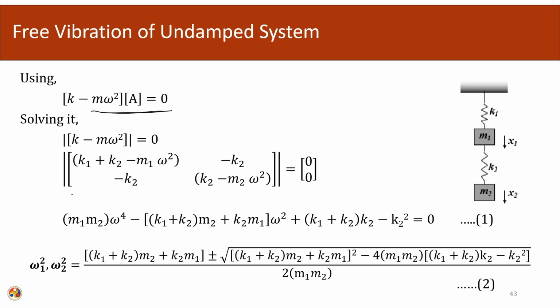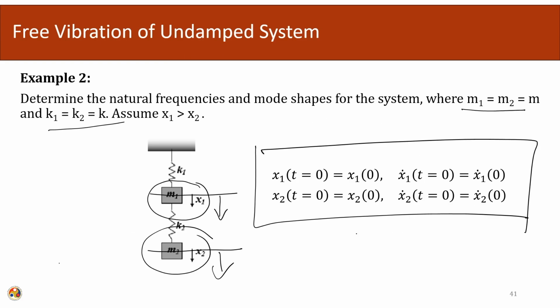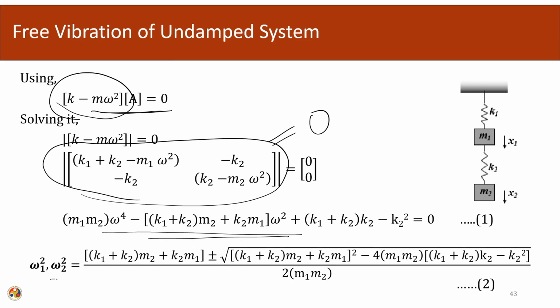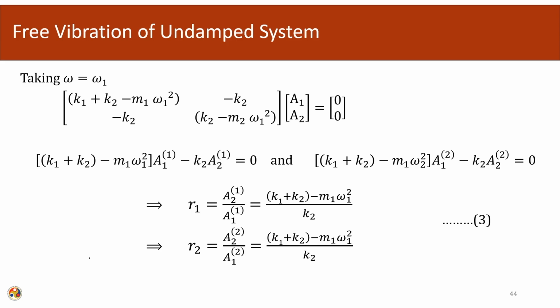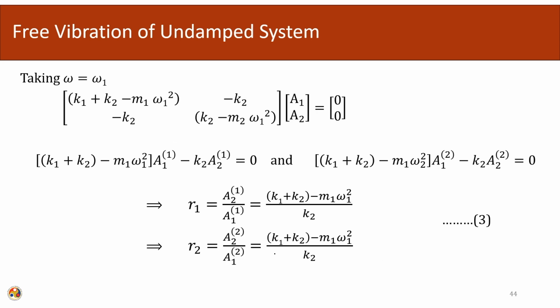For a non-trivial solution the determinant of this part should be 0. When the determinant of this part is 0, we write down the equation for this particular system and we evaluate the frequency of the system. After we evaluate the frequency given by this particular equation, we evaluate the values of R1 and R2, that is the mode shape of the system.